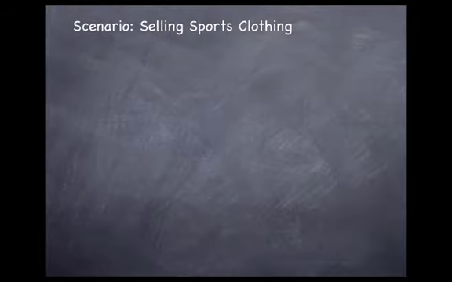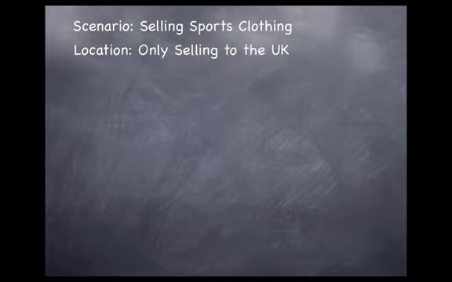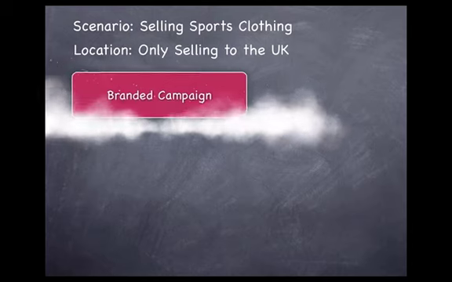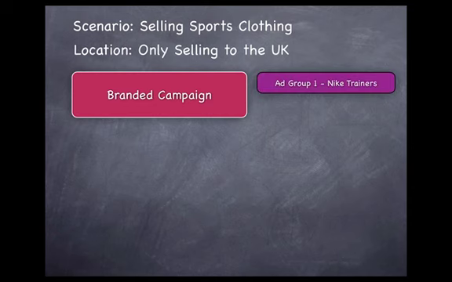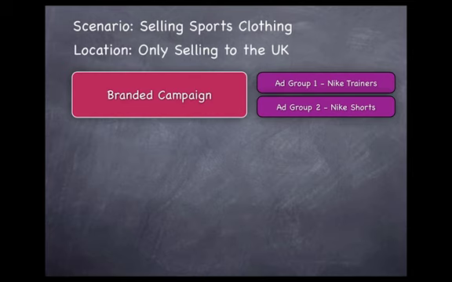And the scenario I thought of is, let's say we're selling sports clothing and we're only selling to people in the UK. Now, the first campaign I would suggest you do if you were selling something like this would be a branded campaign. So a branded campaign means if someone makes a search and it has the brand name of a product you're selling in it, grouping those together in its own campaign.